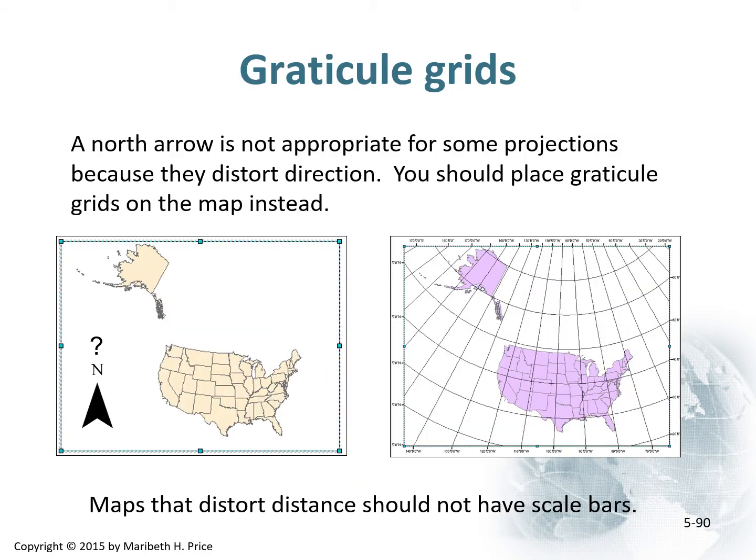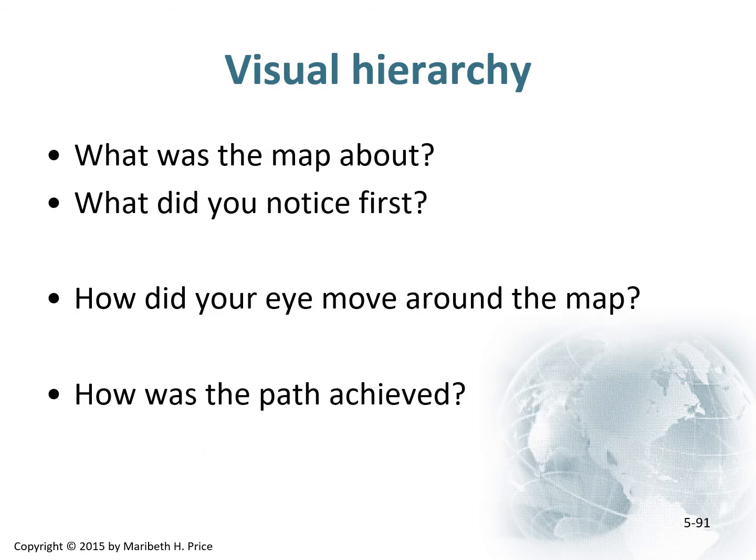Radial grids: if you're in a conic projection, a north arrow is not appropriate because it doesn't point north, because there's not one north, there's a bunch of norths. Radial grids follow the lines on the globe north to south, and so they're a more accurate representation of the direction of north in a conic projection.